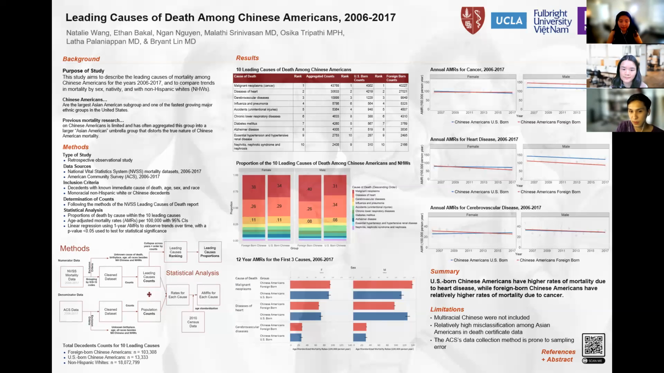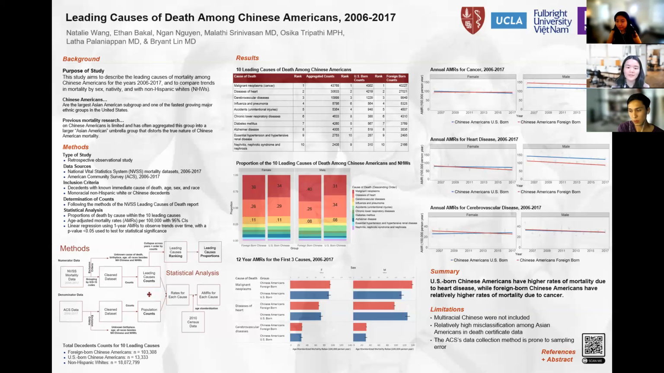Then in the third figure, we show the 12-year AMRs for the leading 3 causes, since the first 3 causes take up a large proportion. Some main takeaways are just the differences between foreign-born to US-born, and then you'll notice that males tend to have higher rates than females. And then finally, in the last 3 figures, we just show the linear regression of the annual AMRs for each of the first 3 causes. We do plan to do a joint point regression later on, just because these linear regressions are still a bit preliminary.